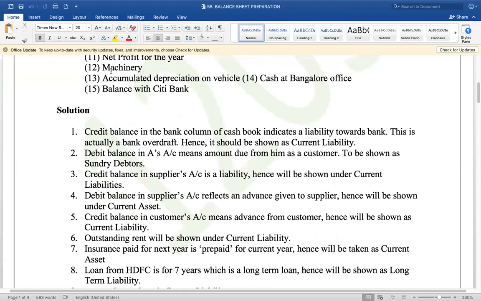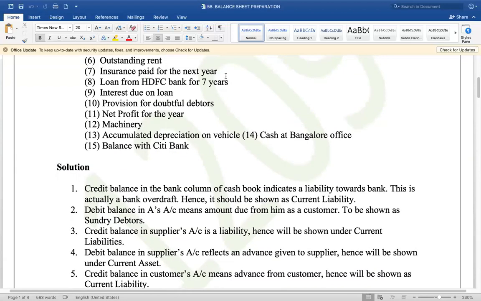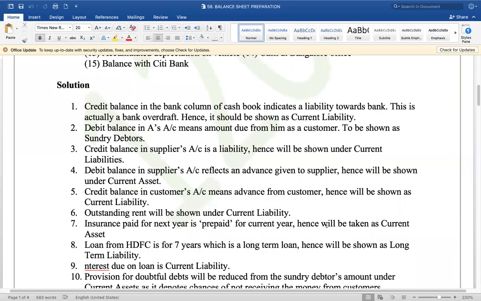Okay. Next, insurance paid for the next year. Prepaid insurance. What belongs to you, but it is with others. You're paying in advance. That's an asset. When it is an asset, it is taken in the list of assets as current asset.